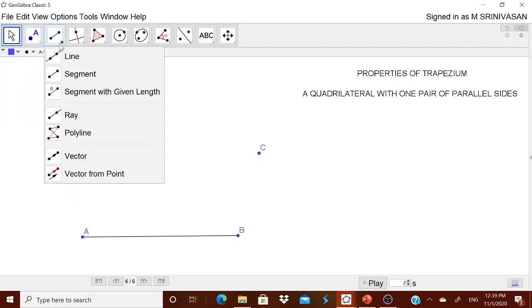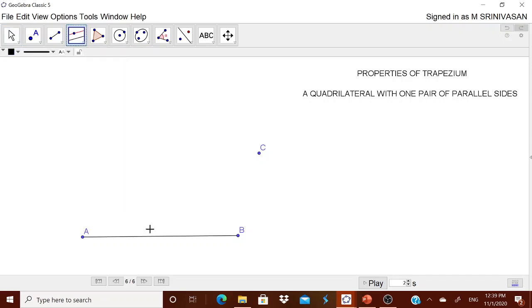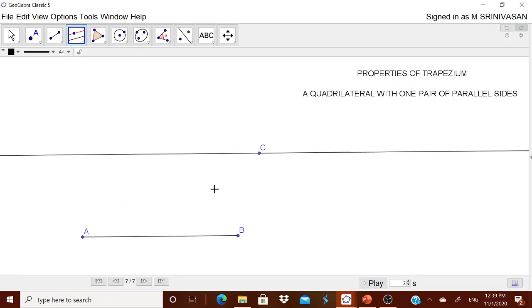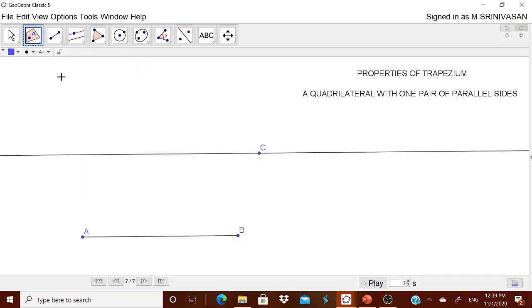Now, I want a parallel line because it contains one set of parallel lines. Therefore, let me draw a parallel line to this AB through this C. Now I got a parallel line. Now, I want a point D. For that, go to this point on object and put it somewhere over here. Okay, now I got ABCD.